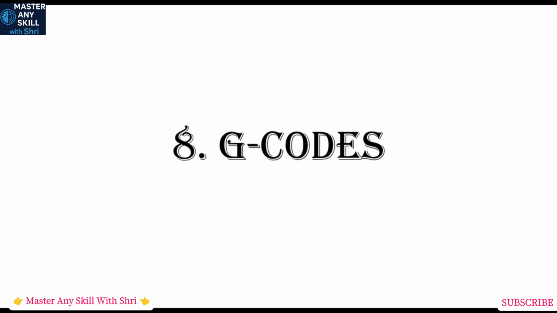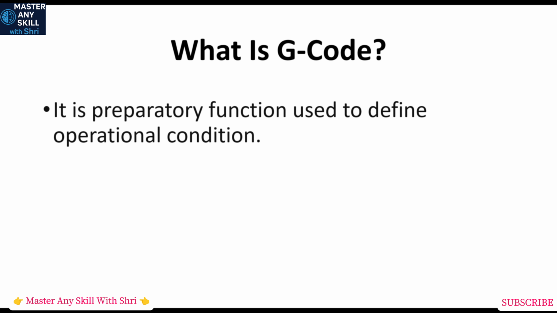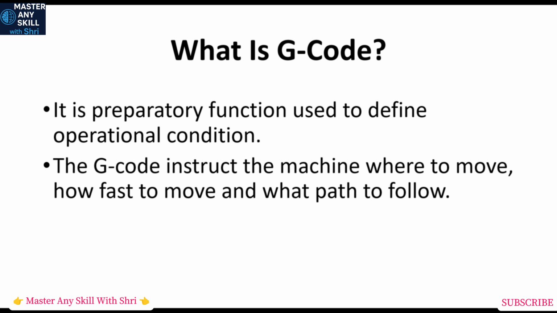Our programming syllabus starts. So our 8th topic is G code. So what is G code? So it is preparatory function used to define operational condition. That means it's ABCD of programming language. So with the help of G codes, we can write a program and we can also instruct CNC machine that where to move, how to move and all. So all these we can do with the help of G codes.